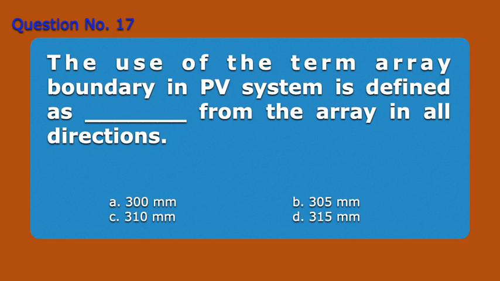Question number 17. The use of the term array boundary in PV system is defined as blank from the array in all directions. A. 300 mm, B. 305 mm, C. 310 mm, D. 315 mm. Answer: B. 305 mm.